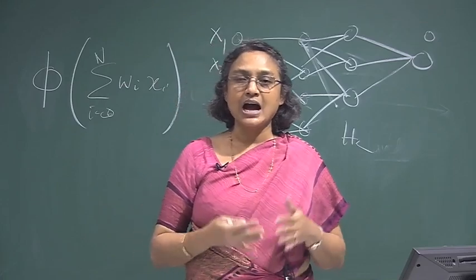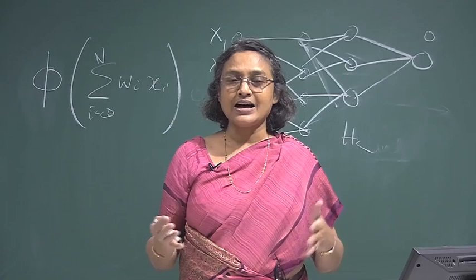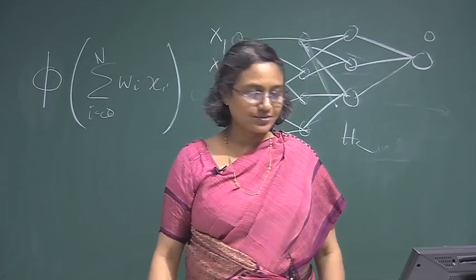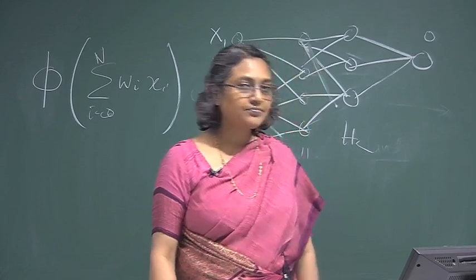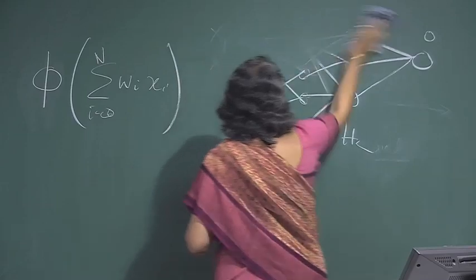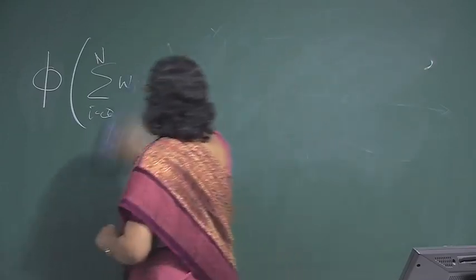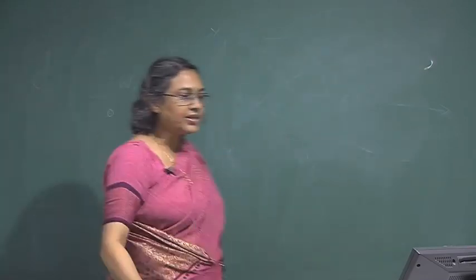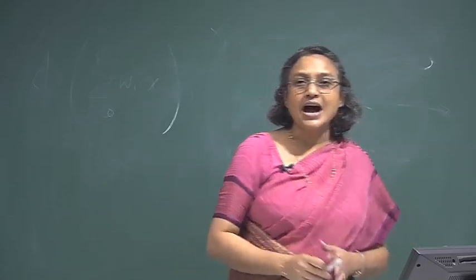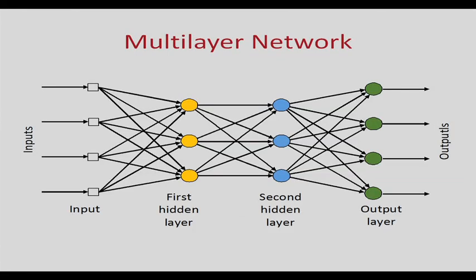Now, we will see how we can learn in a multi-layer neural network using the backpropagation algorithm. If you look at the slide, this is the schematic of a multi-layer neural network. We have the inputs, and we have the first hidden layer. This shows a 2 hidden layer neural network. The yellow nodes are the first hidden layer, the blue nodes are the second hidden layer, and the green nodes are the output layer.